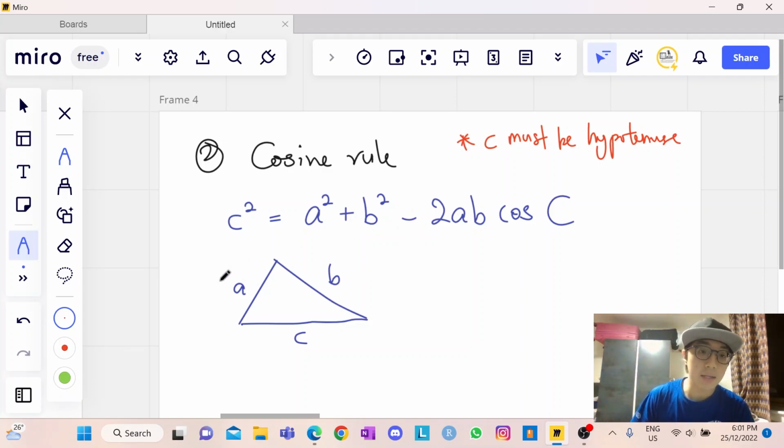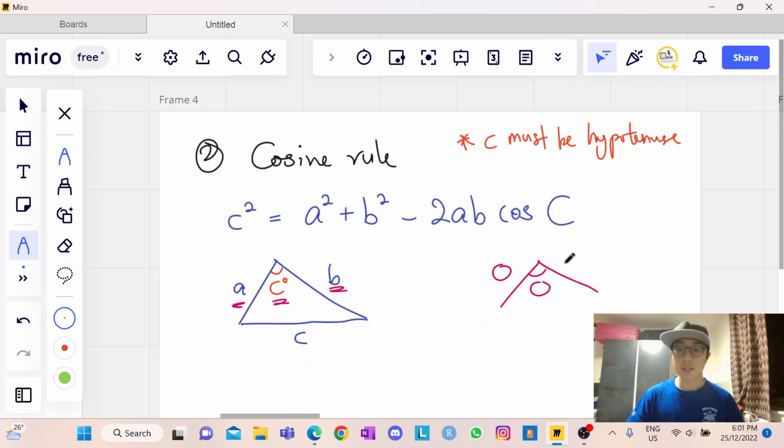A and B can be any. And this right here will be the angle C. So for the cosine rule, as you can see, you need this value and this value. So it forms this part needed, this part needed, and this part needed, this two-sided triangle here, to find this length C. This is basically it. You just need to sub in the values.